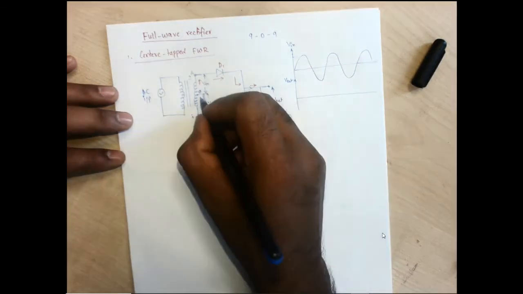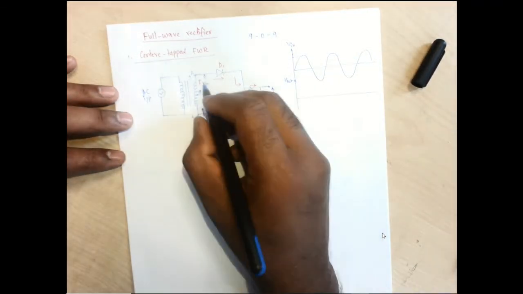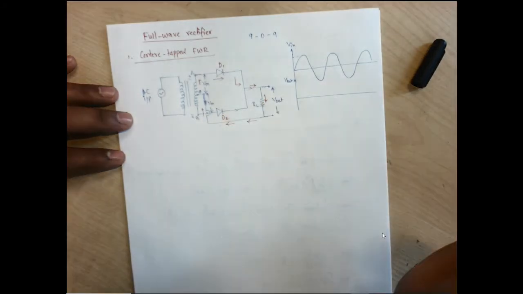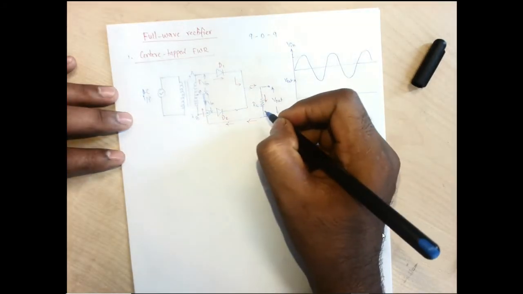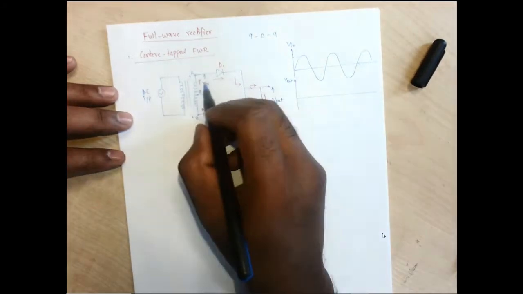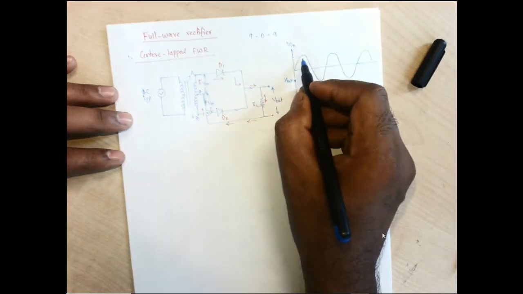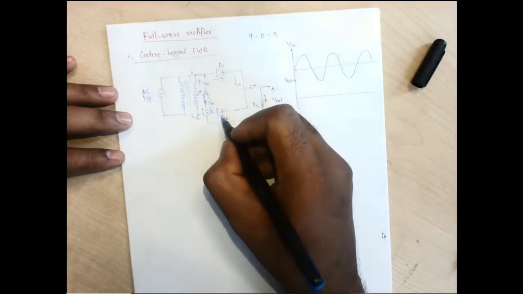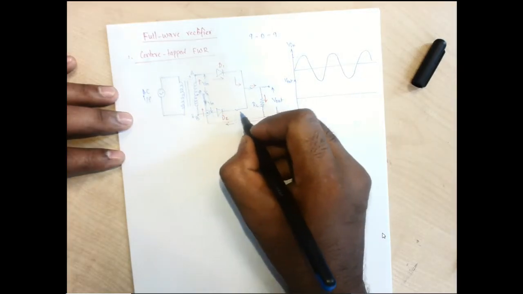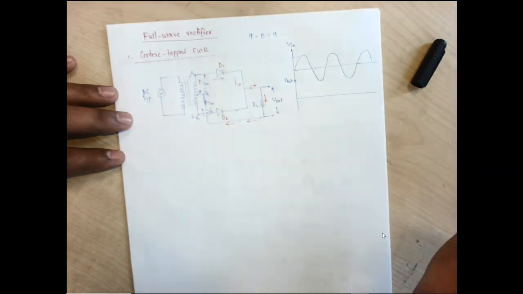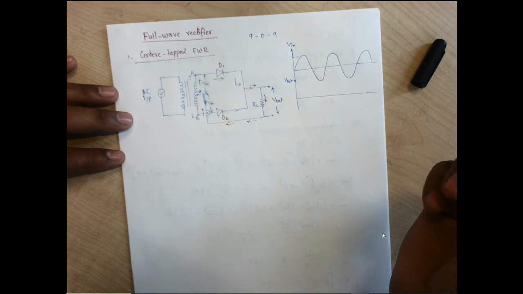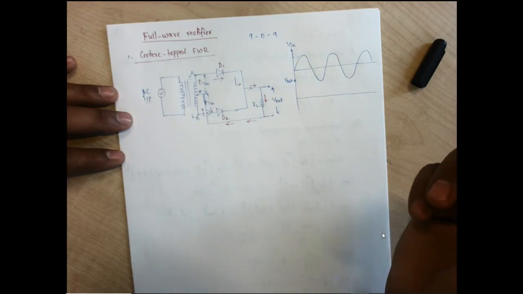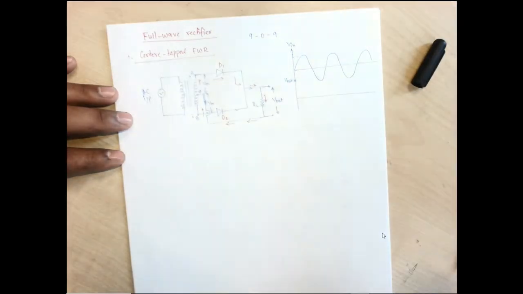So the current in the external circuit, whether it flows from D1 or from D2, is always in the same direction. For the positive half, the current flows like this through D1, and for the negative half, when D2 is operating, the current will flow in the same path. So the direction of the current flow in the external load is always the same. Okay, so in this way this circuit operates.